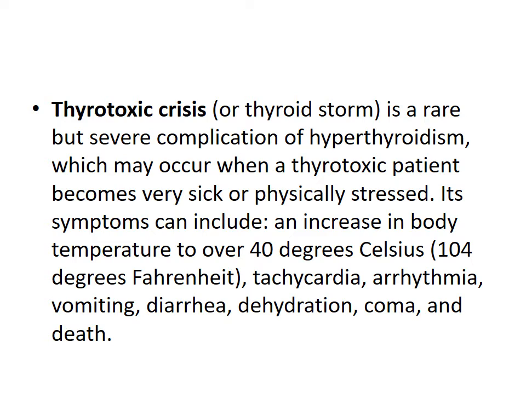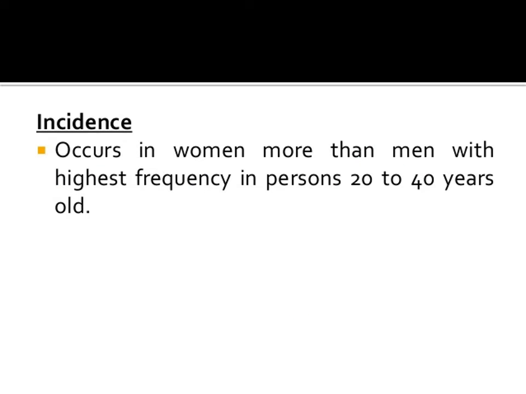So the hypermetabolic rate is over-exaggerated in these patients, and the increased intolerance to heat leads to increased fever, and palpitations lead to tachycardia and arrhythmias in these patients. So there is an exaggerated response to increased levels of the thyroid hormone. It occurs in women more than men, with highest frequency in persons 20 to 40 years old.